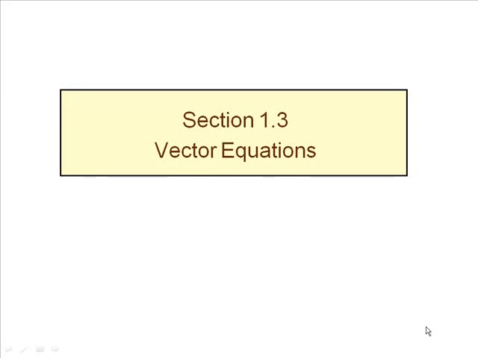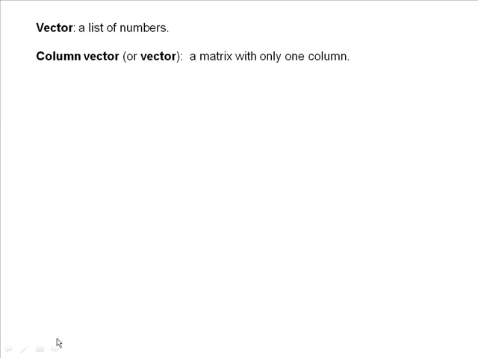Section 1.3 Vector Equations. A vector is a list of numbers, and a column vector, or a vector itself, is a matrix with only one column.